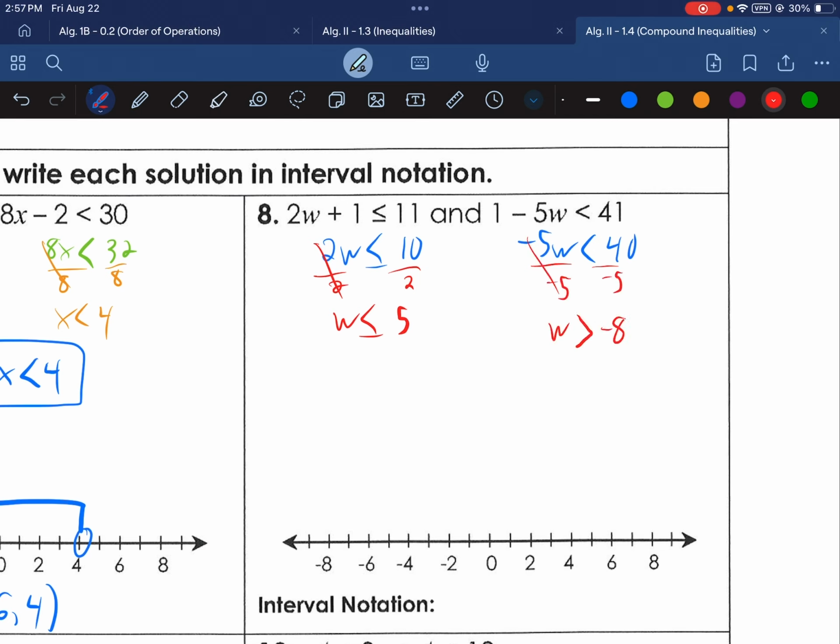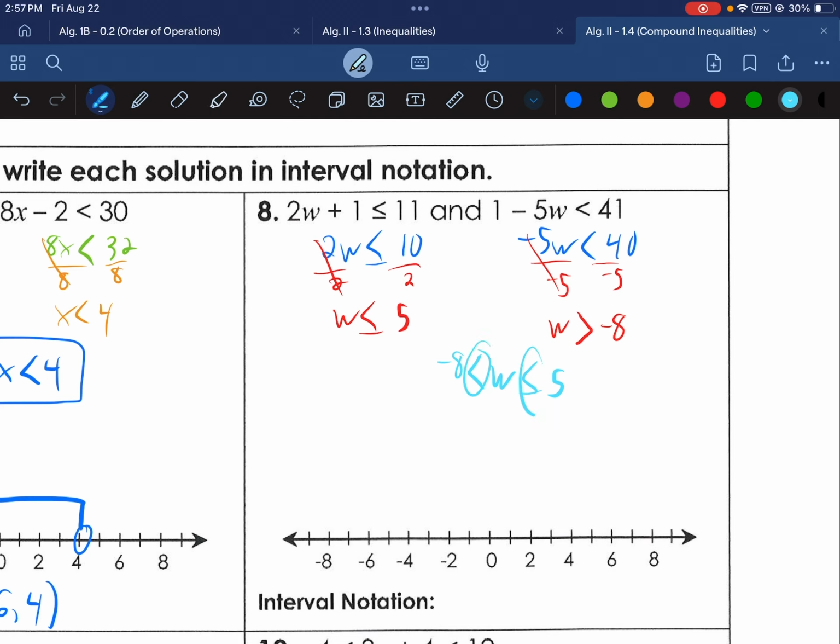And so to rewrite this, we start by doing the smaller number, which is -8 in this case. We flip this inequality and make it less than the variable. And now we do the same inequality, less than or equal to 5. Once again, you'll notice that these are always going to be less than symbols or less than or equal to symbols.